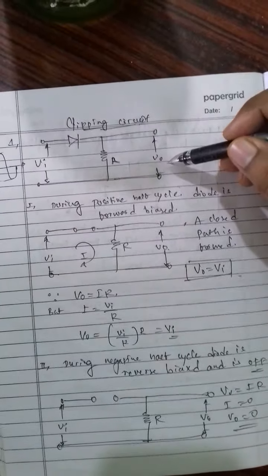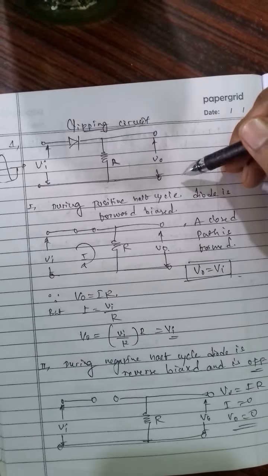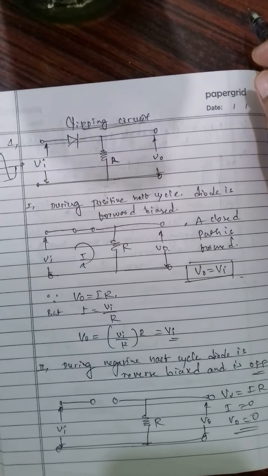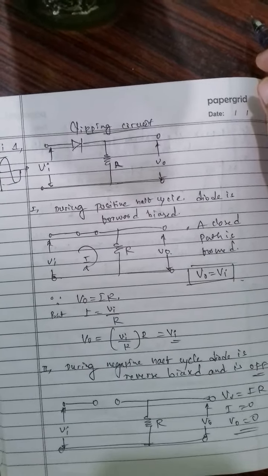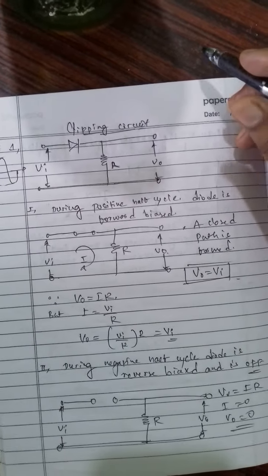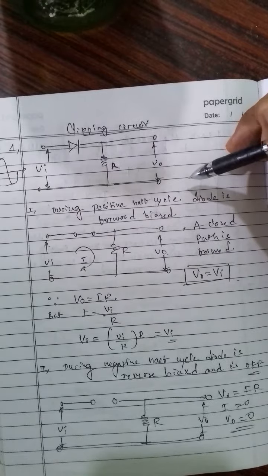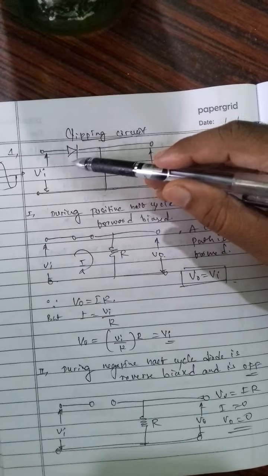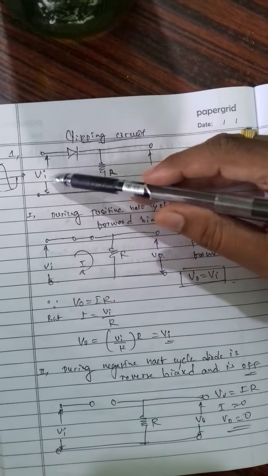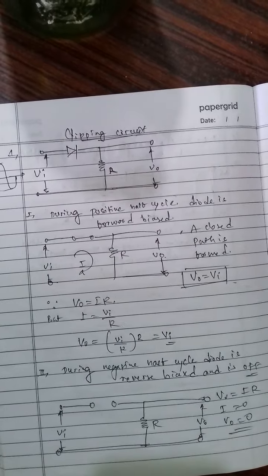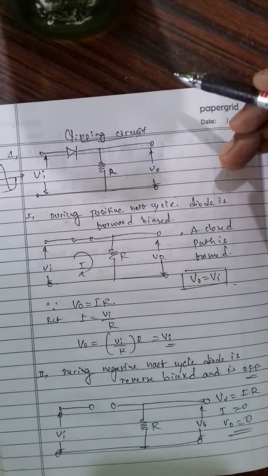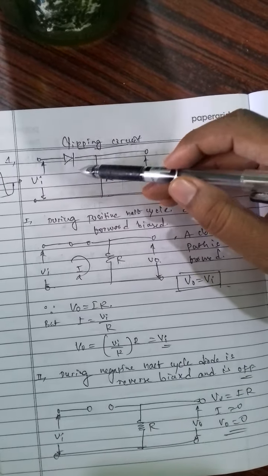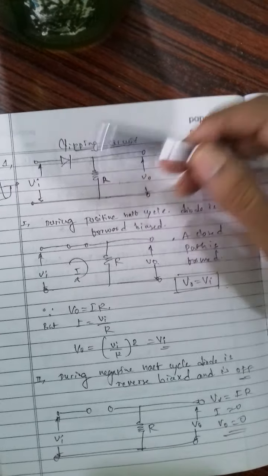Today we shall discuss clipping circuits. First of all, we shall discuss series clipping circuits. In series clipping circuits, the diode is in series with the input voltage. That type of circuit is known as a series clipping circuit.